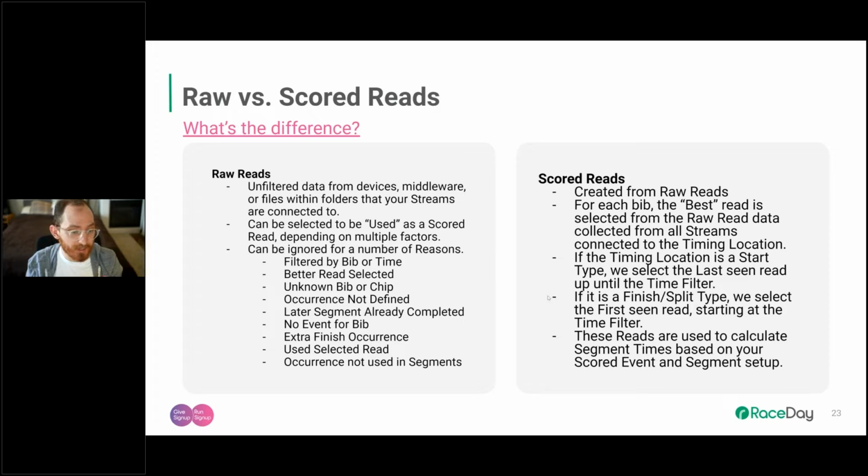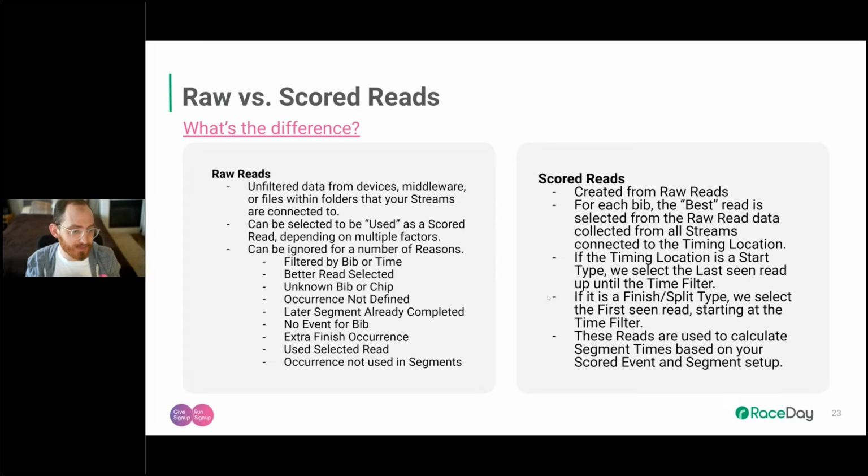Occurrence not defined means that I had a timing location that I said I was expecting to use. Like let's say I had 3 occurrences. If there was a race that they were doing 3 laps around a single loop or something like that, and someone does 4, it would say occurrence not defined for every occurrence after 3. Later segments already completed is a very rare situation. Sometimes people have a setup where they say, I want to make sure that they are not able to complete a certain segment before or after one has already been completed.